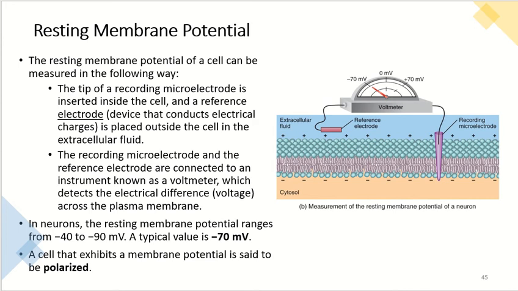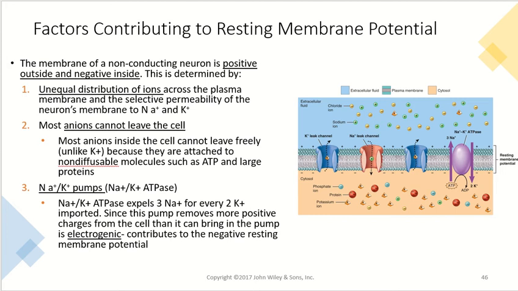So in neurons, the resting membrane potential is usually going to range between -40 and -90 millivolts, with a typical value being -70 millivolts. So a cell that exhibits this membrane potential is also said to be polarized. All right? So if it has a -70 millivolt resting membrane potential, it's said to be polarized. So there are several factors that are going to contribute to this resting membrane potential.